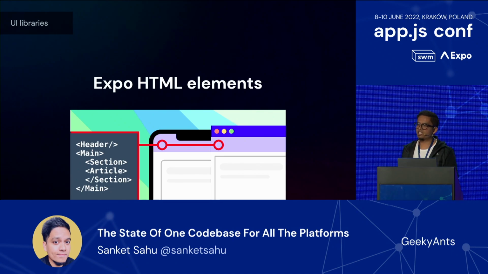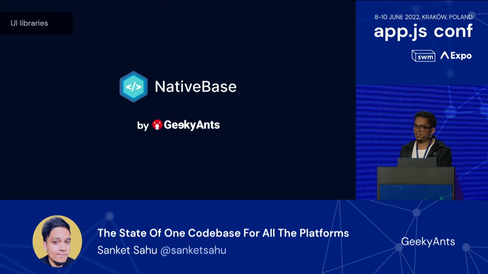And then we have Expo HTML elements. This was one of the experimental projects by Expo, which gives you the semantic tags on React Native. So essentially, you can use the same learning of HTML and CSS here to build universal apps. And the last one is NativeBase that we created at GeekyAnts.